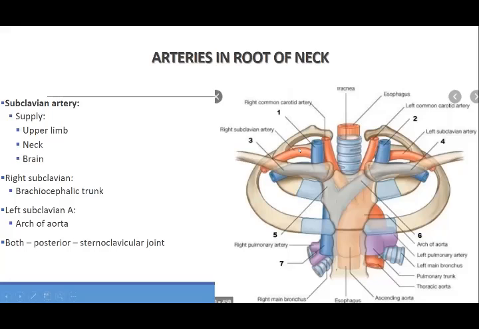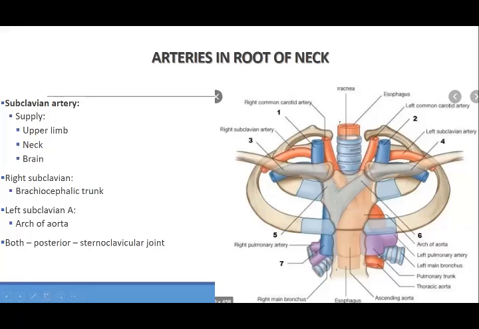Since the right subclavian peaks into the neck, you know that it supplies the upper limb, it is the main artery of the upper limb. Besides that, it supplies structures in the neck when it is passing through the neck, and then branches from this subclavian artery enter into the skull and supply structures in the brain as well.